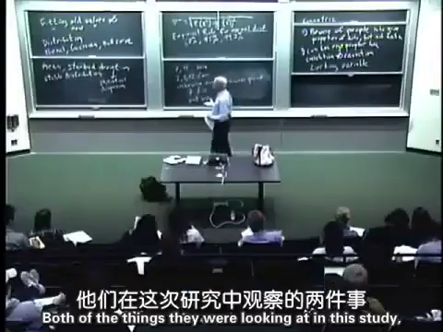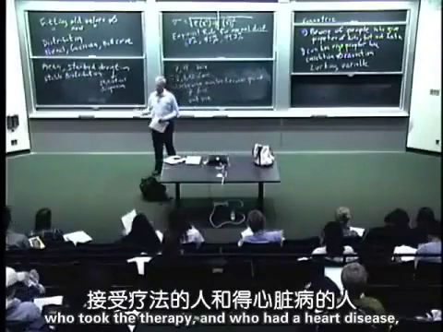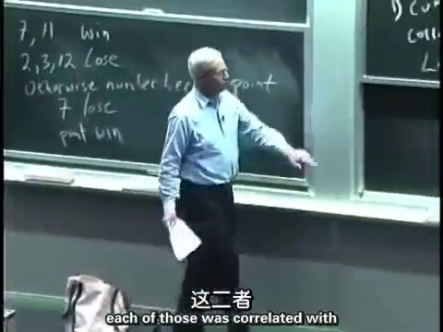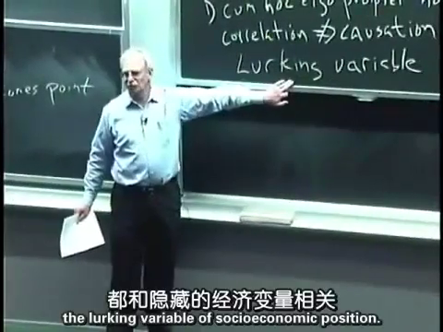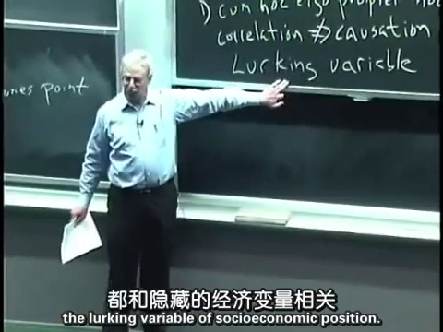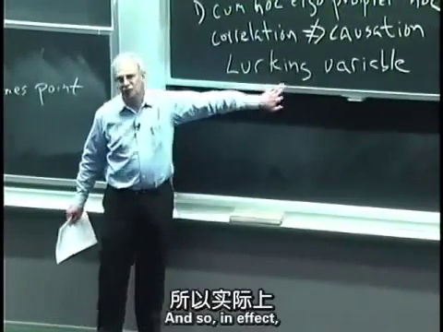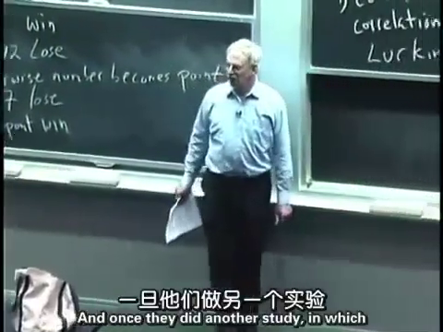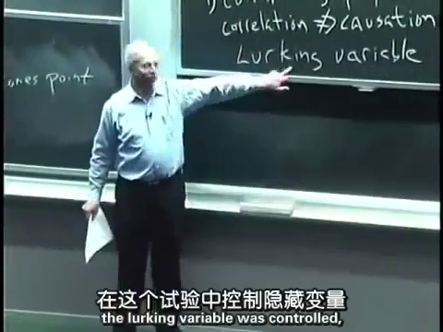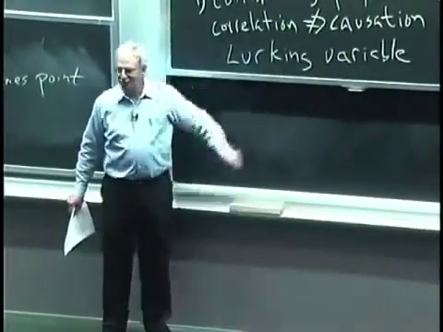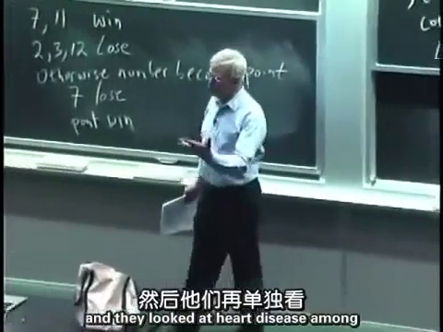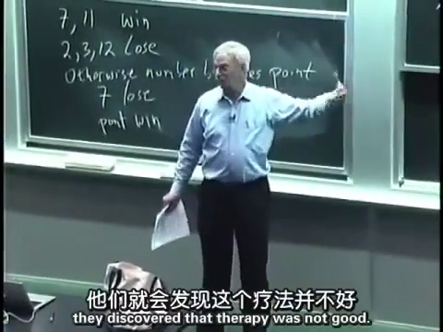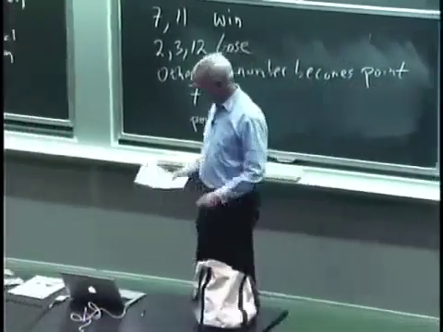Both of the things they were looking at in the study, who took the therapy and who had heart disease, each of those was correlated with the lurking variable of socioeconomic position. And so, in effect, there was no cause and effect relationship. And once they did another study in which the lurking variable was controlled, and they looked at heart disease among rich women separately from poor women with this therapy, they discovered that therapy was not good. It was, in fact, harmful.